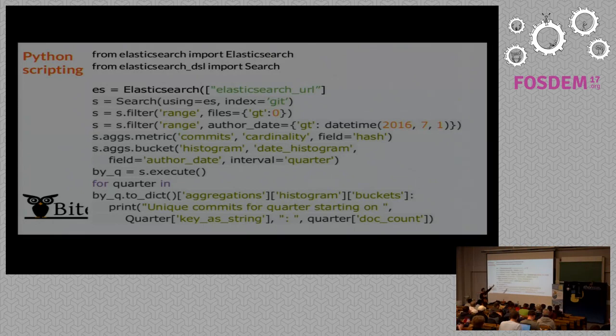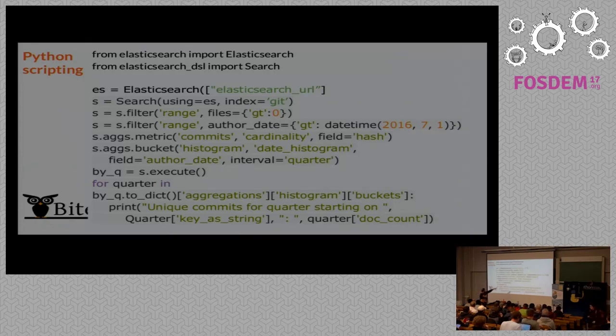To begin with, I say I want files queried at 0. That means that for each commit, we keep track of how many files are touched by it, and we don't want commits that are not touching any files. Usually they are merge commits, and for this we don't need them. Then we say, I want everything where the author date is greater than 2016 and something. That means give me all the data from that date on.